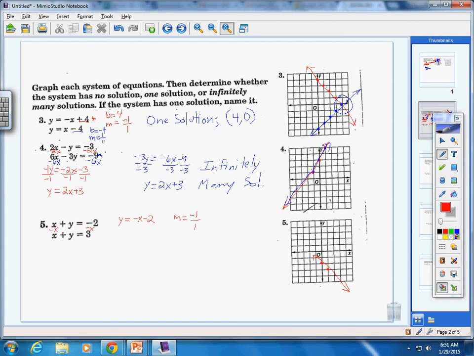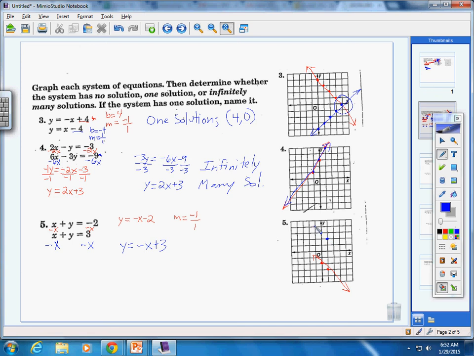Okay, and then our last one in blue. Same thing, subtract x. Oops. Subtract x from both sides, because we need to get y by itself. And you end up with y equals negative x plus 3. So 1, 2, 3. That's the y-intercept. My slope is again negative 1. That means down 1, right 1.